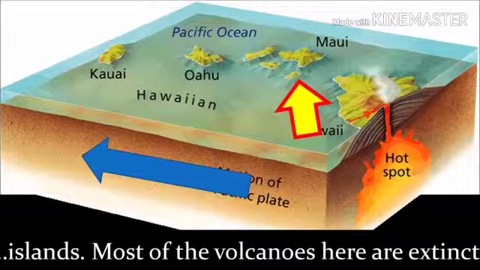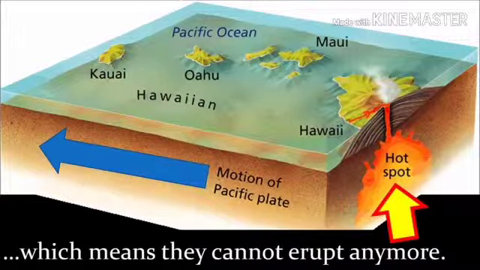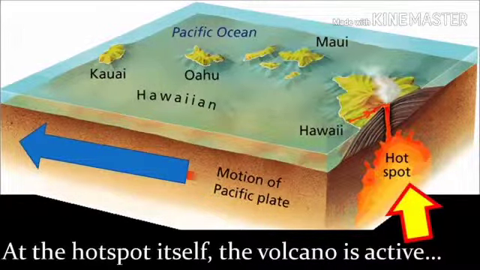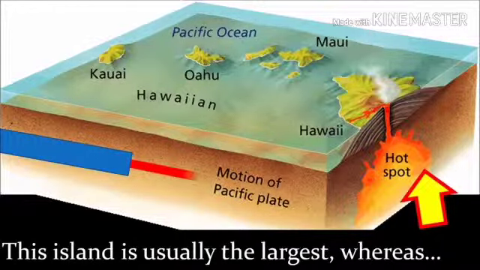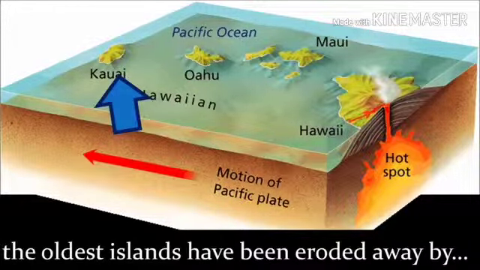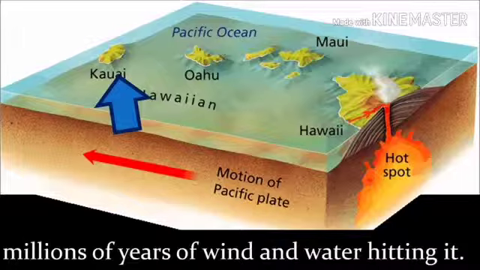Most of the volcanoes here are extinct, which means they cannot erupt anymore. At the hotspot itself, the volcano is active, or at least dormant, meaning it could still erupt. This island is usually the largest, whereas the oldest islands have been eroded away by millions of years of wind and water hitting it.